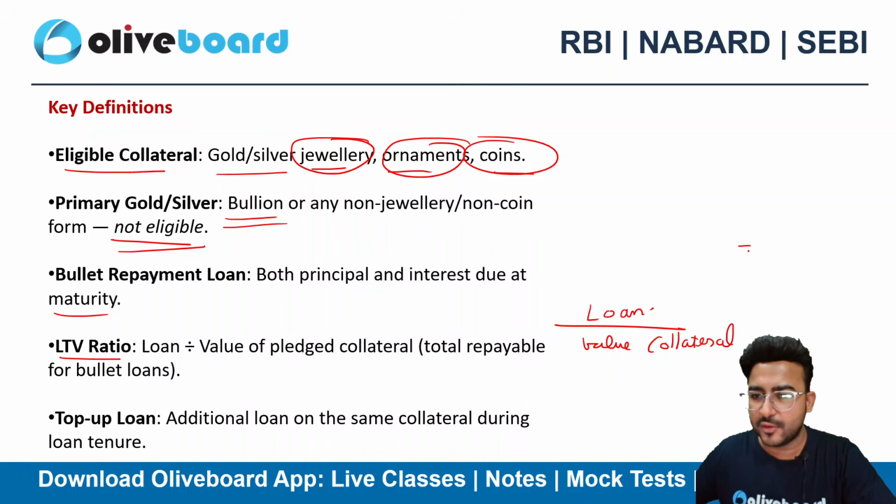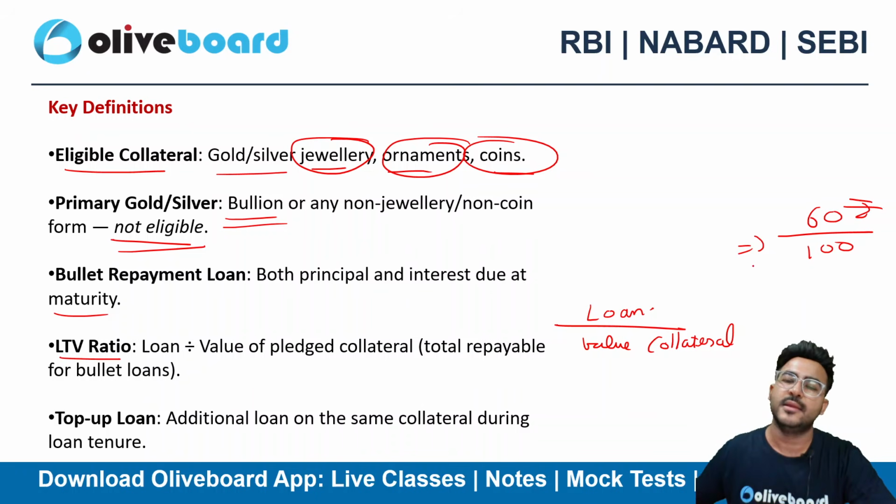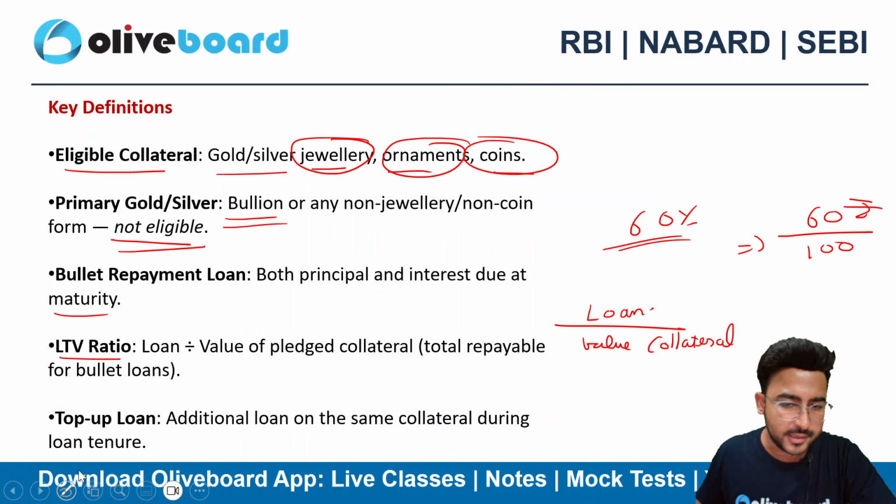Let's suppose the value of the collateral security is 100 rupees and I am taking a loan of 60. Now that's fine, right? So the LTV ratio will be called 60% here, right?